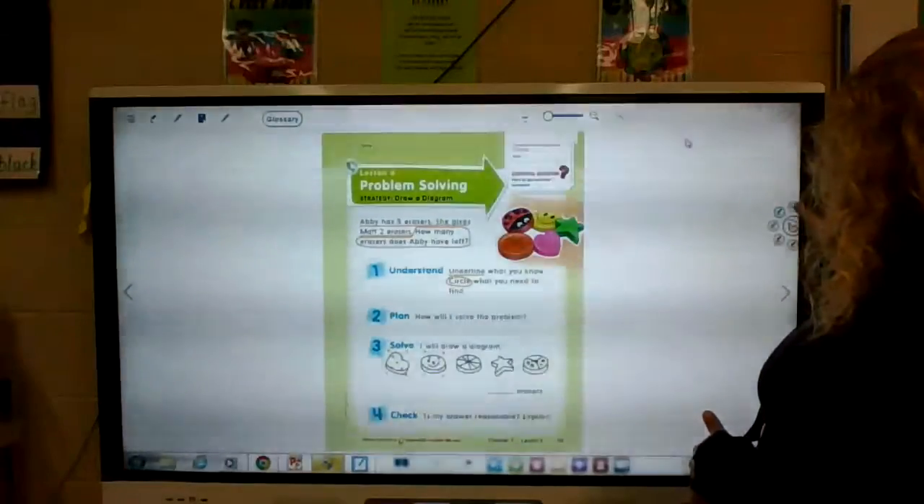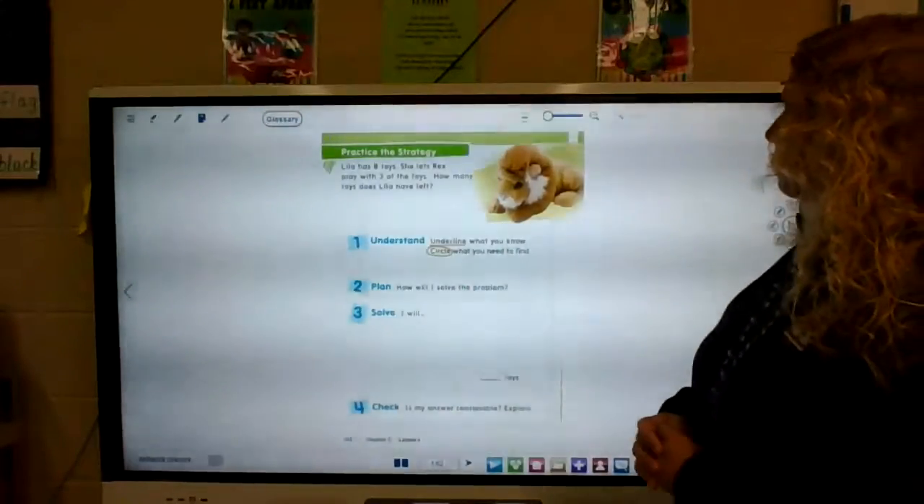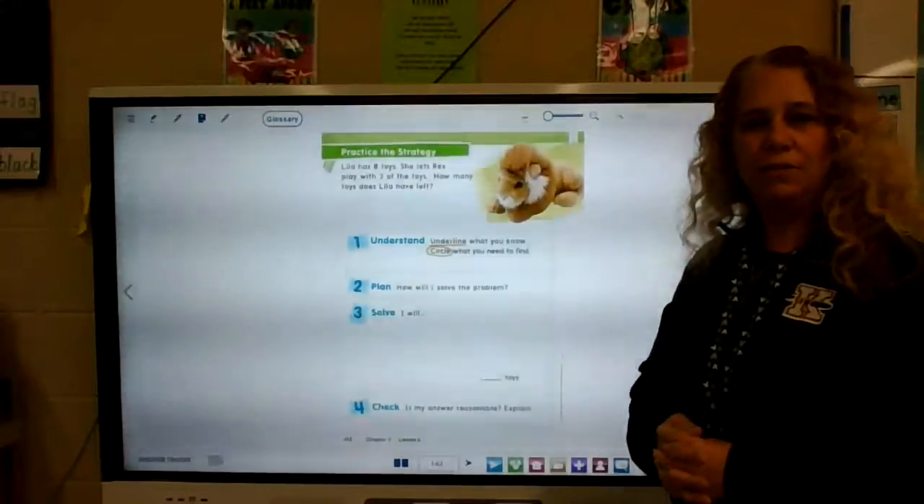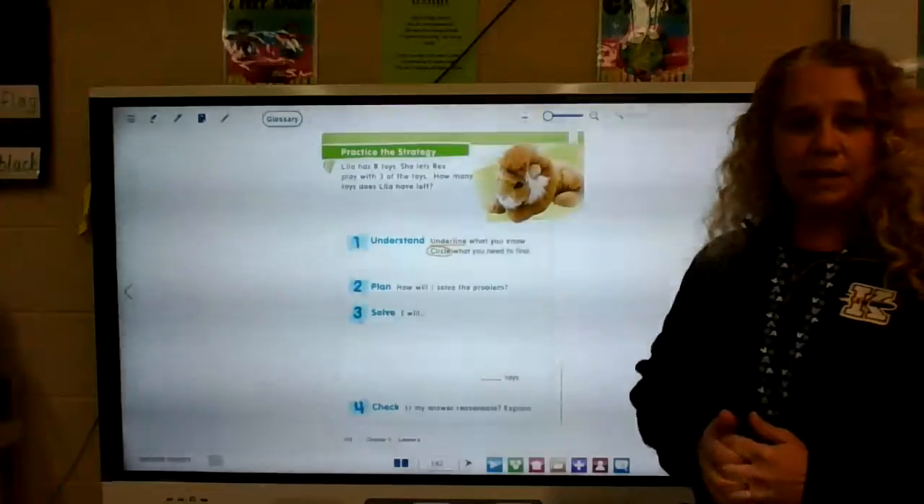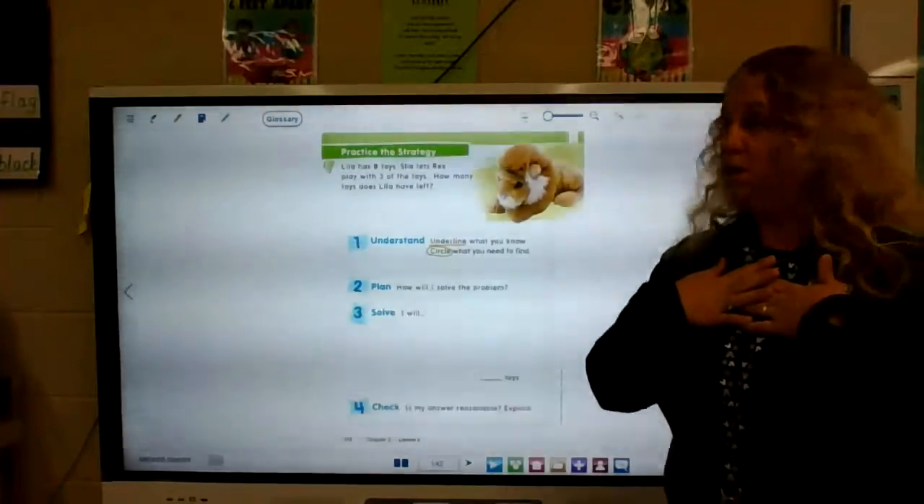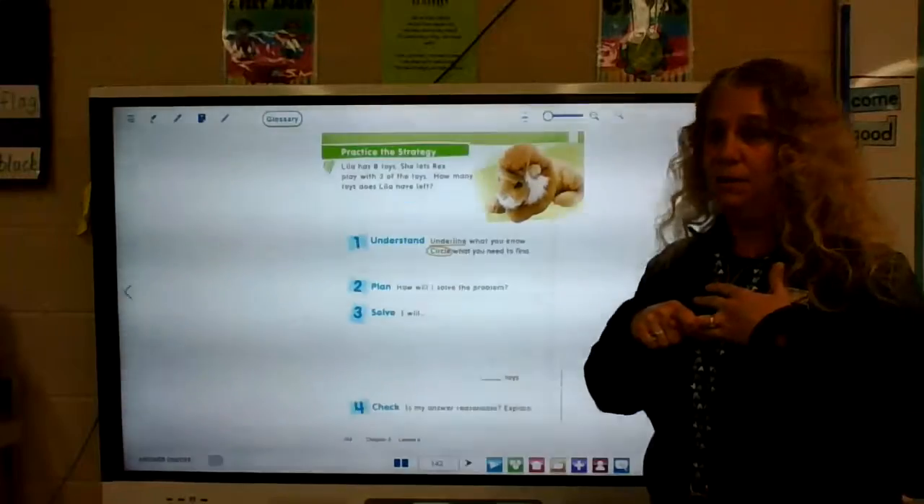All right, so you're going to open and flip to this page with the stuffed lion. Look for the stuffed lion. Okay, we're going to do it again together, and I will underline and circle what we know and what we need to find out on mine, okay?